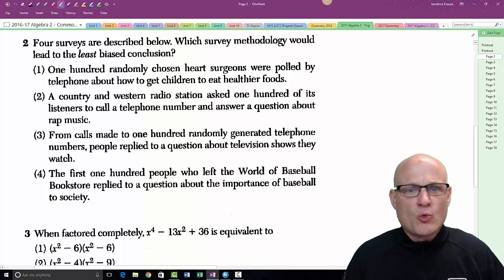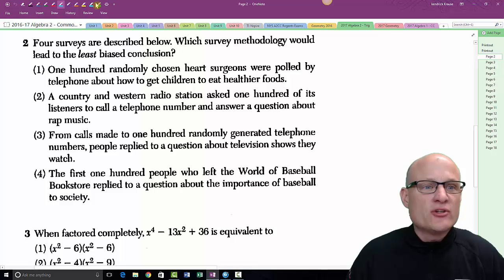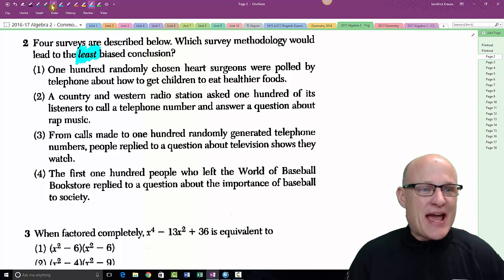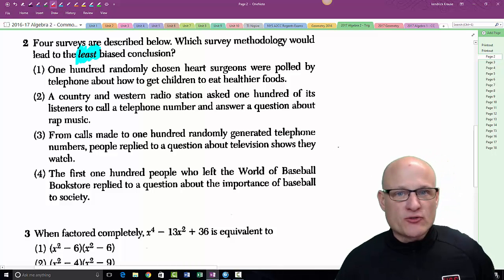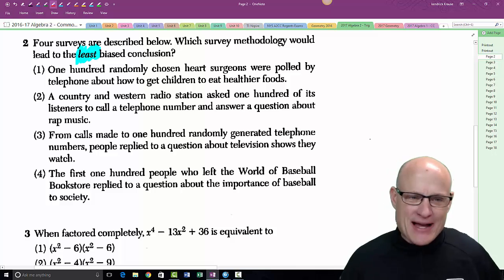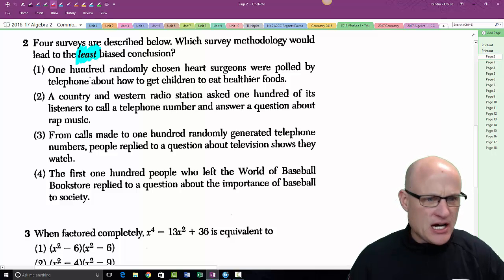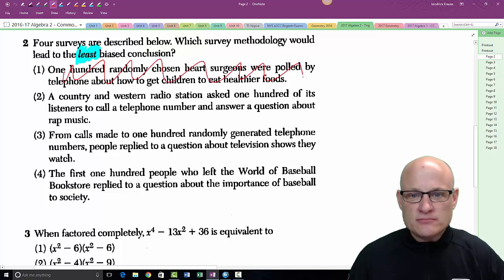Four surveys are described below. Which survey methodology would contain the least bias? Remember, when we're looking for bias, we're looking for a bad study. Did you ask all the Buffalo Bills fans what their favorite team is? That would be bias. So, 100 randomly selected heart surgeons were polled by telephone on how to get children to eat healthier food. Lots of bias.